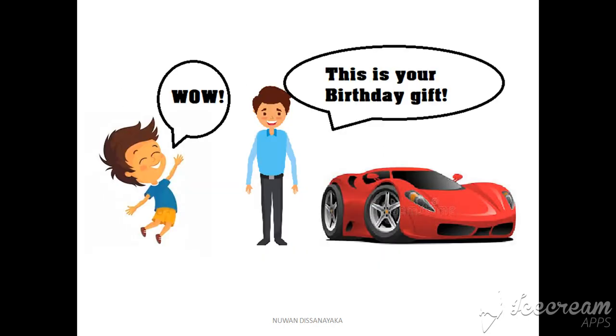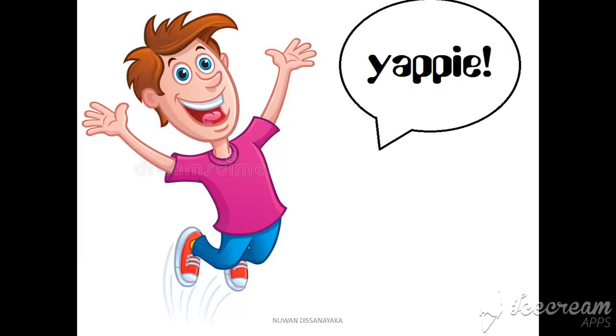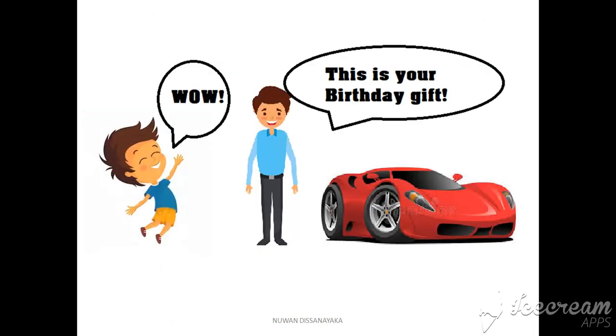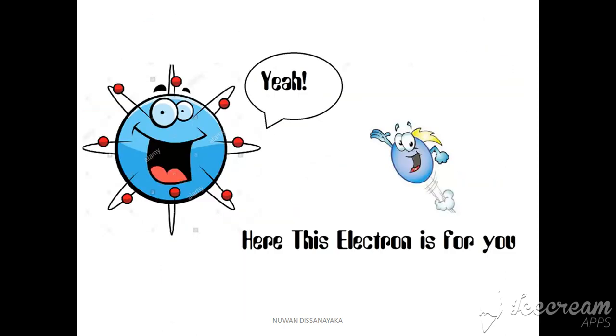Alright, let's take the same example. Let's assume that today is your birthday and your father bought you a brand new Ferrari. He says, this is your birthday gift. What will happen to you? That will be the most amazing moment in your life. You'll go crazy. You will share your happiness everywhere. You will jump up and down. You will sing. That means you are releasing your happiness outside. Why is that? Because you got a Ferrari. In the same way, atoms like electrons.